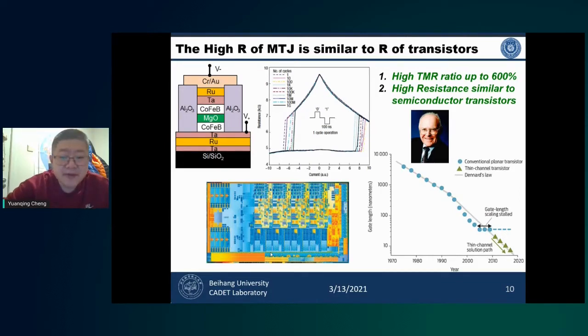On the other hand, because the integration density increases sharply as we approach the deep submicron region, and on-chip cache capacity also increases very significantly, the leakage power is a big problem, as we mentioned before. So the STT-MRAM can play a very important role as on-chip cache to replace the conventional CMOS-based SRAM.